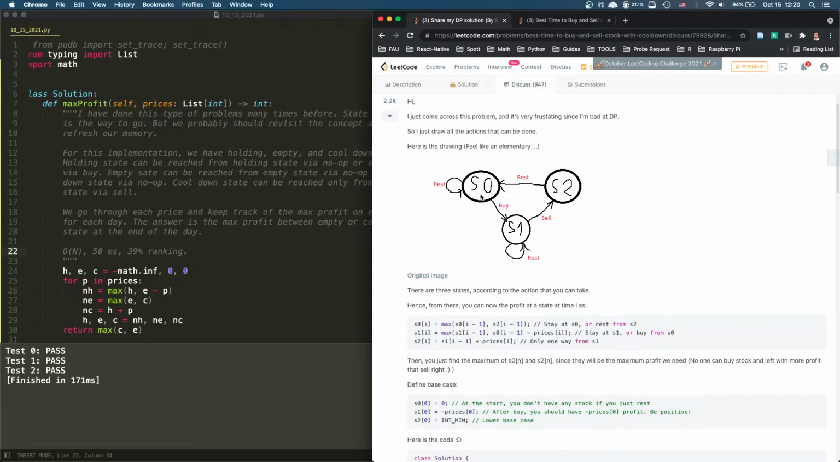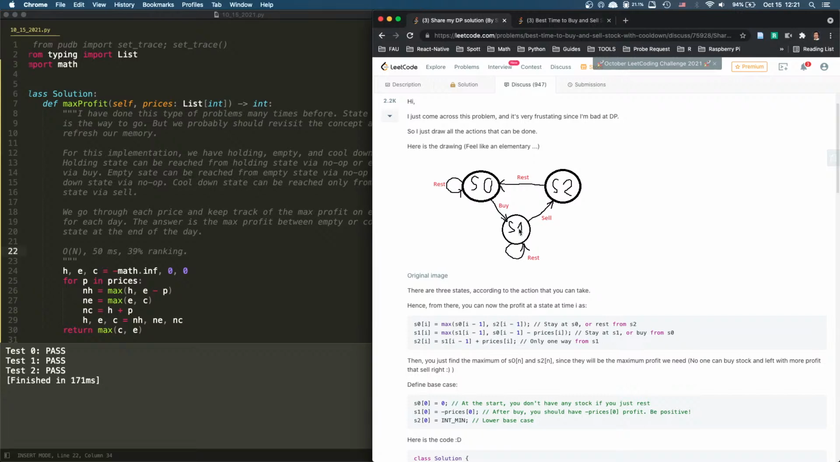S0 is the empty state, S1 is the holding state, and S2 is the cooldown state, right? So if it's 0, it can be itself because we can hold. Or you can transition from S2.